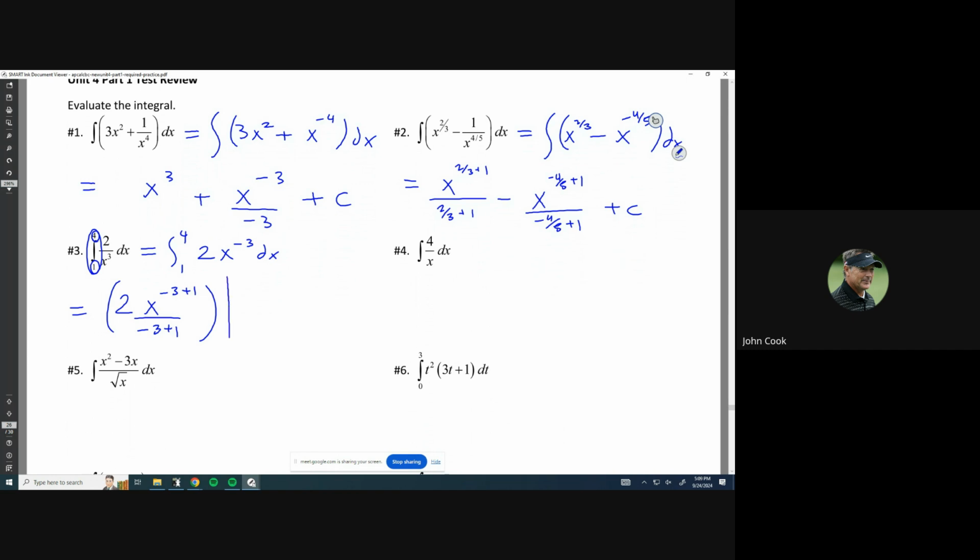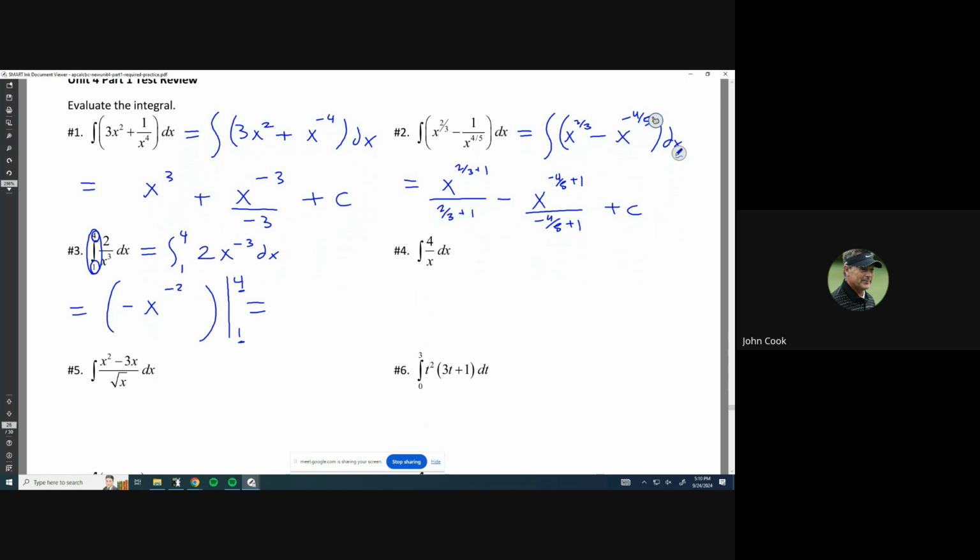I draw a little vertical line next to my antiderivative. Then I put a 1 at the base and a 4 at the top. What that means is that I'm going to plug in the 4 value for any x that I have in there, and then the 1 value for x, and then I'm going to subtract them. But first, I'd probably simplify because I've got to plug stuff in. So negative 3 plus 1 is a negative 2. And 2 over negative 2 is a negative 1. So I'm just going to put a negative out in front there. It makes it a lot easier when I have to plug the stuff in.